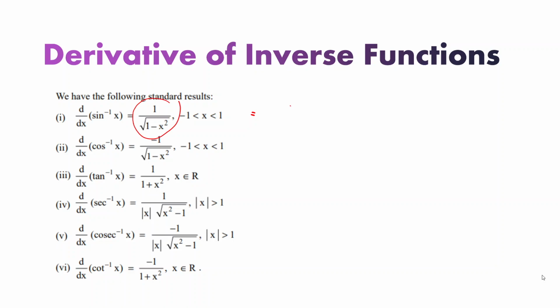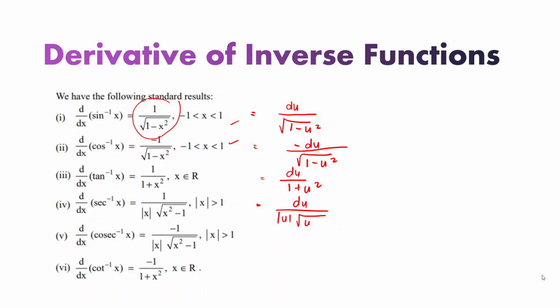Or we can, instead of this, we can use du over square root of 1 minus u squared. Okay, and then negative du over square root of 1 minus u squared. Ito for cosine. For tangent inverse, du over 1 plus u squared. Okay. For secant inverse, du over absolute value of u times square root of u squared minus 1. For cosecant inverse, negative du over absolute value of u times square root of u squared minus 1. And then cotangent inverse, negative du over 1 plus u squared.